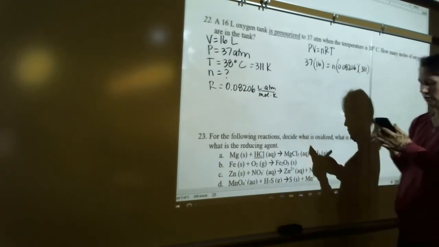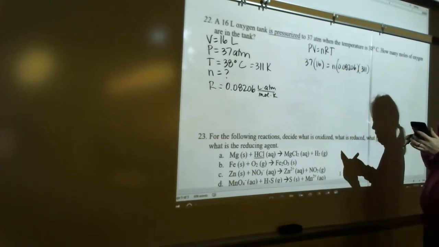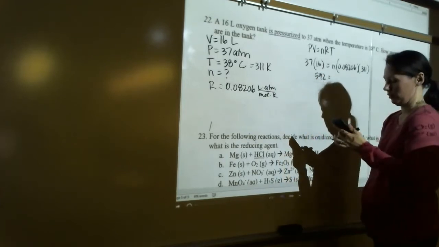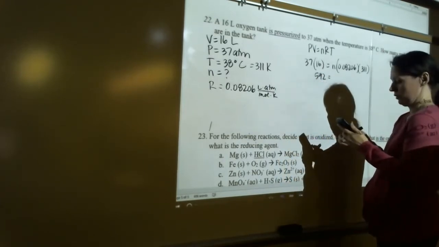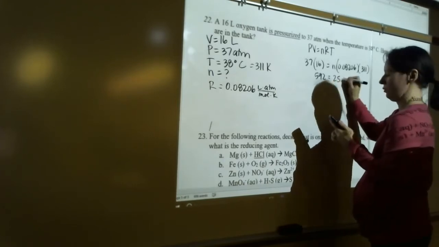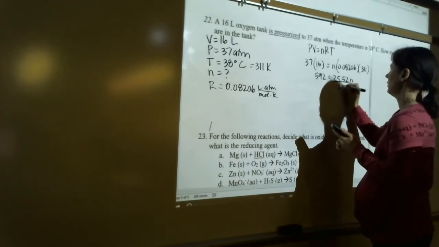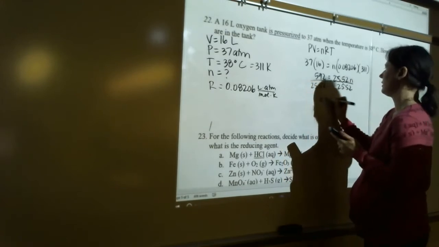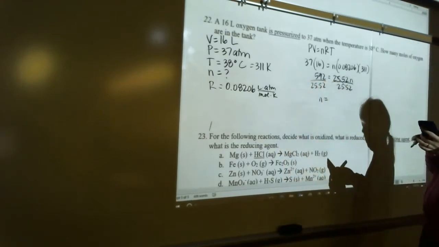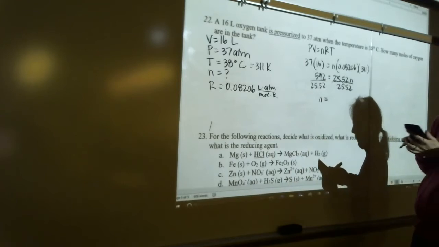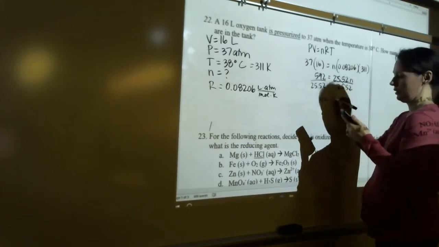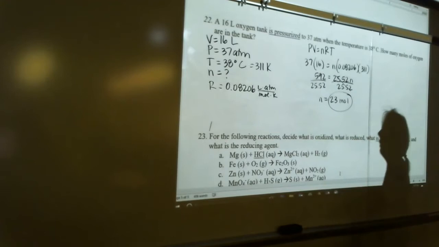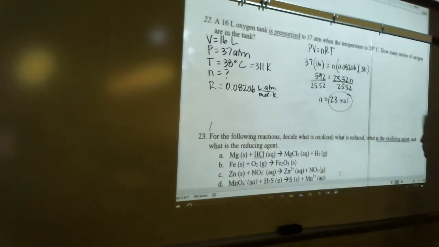311. So let's do 37 times 16. 592 is equal to 0.08206 times 311, which is 25.52 n. So n is equal to 592 divided by 25.52. Keeping 2 sig figs, that will be 23 moles. Do we agree on 23? All right, last one.